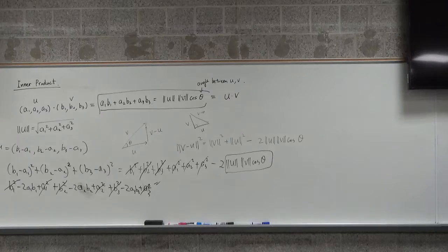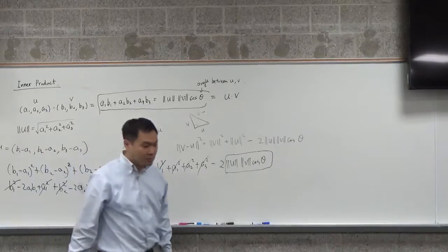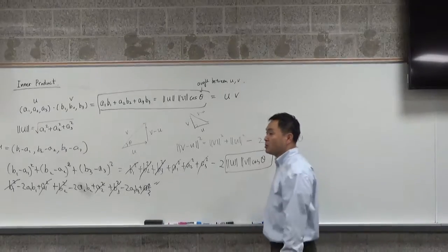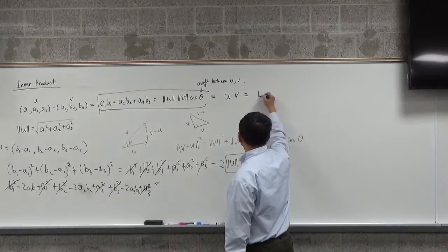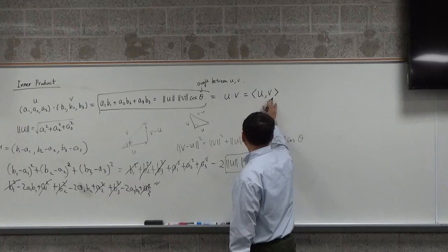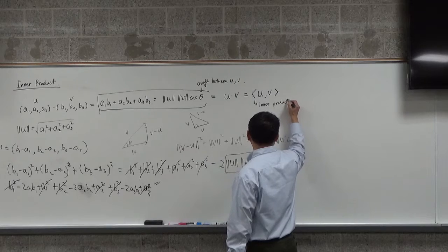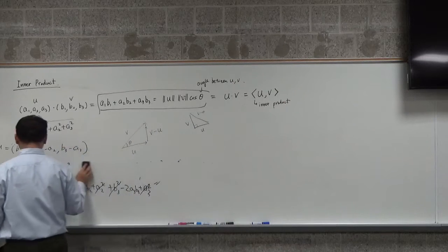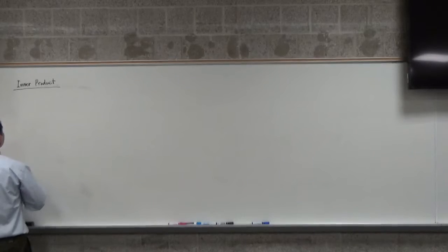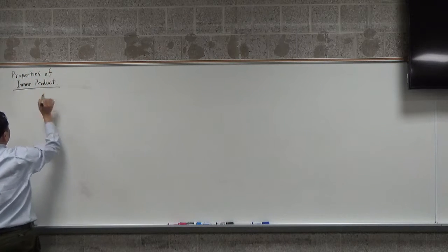Now, for some reason, because it saves people having too many parentheses in many scenarios, people rewrite this as U comma V with angled brackets. It's the same thing, but people call this one an inner product. So, assuming that we know what this means, properties of the inner product.